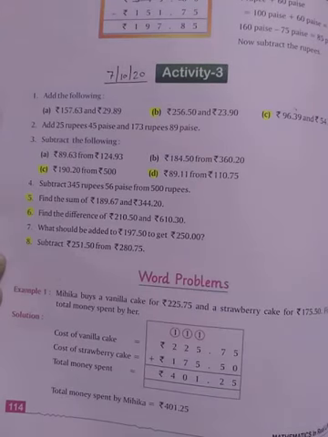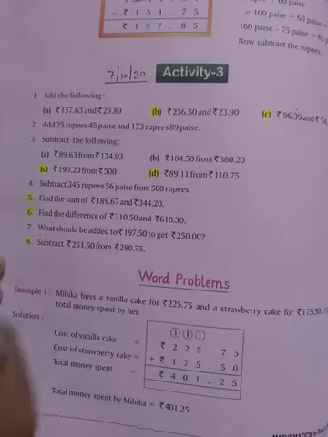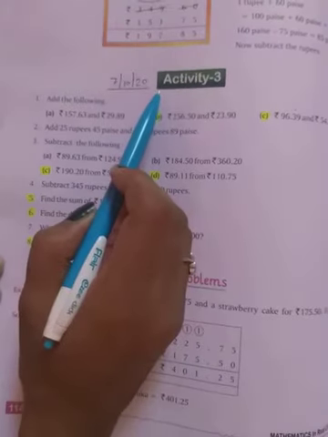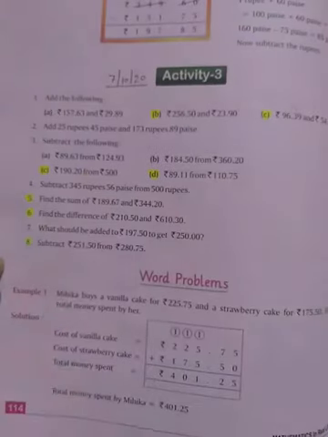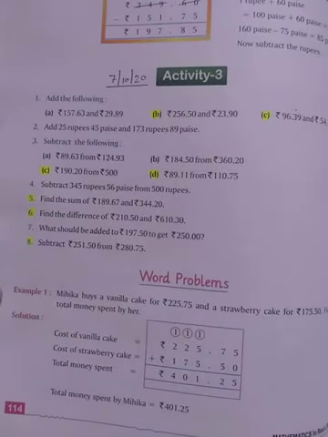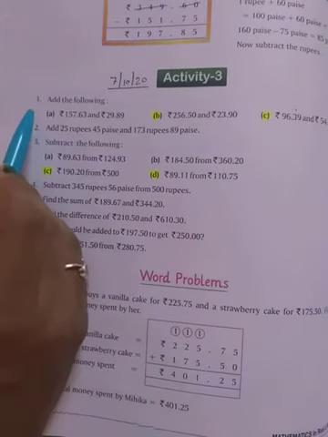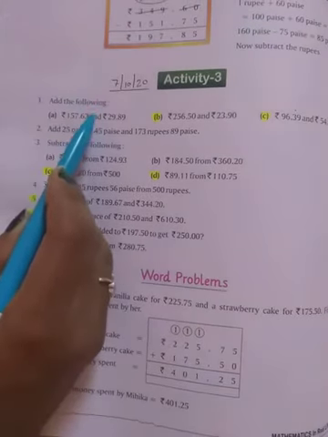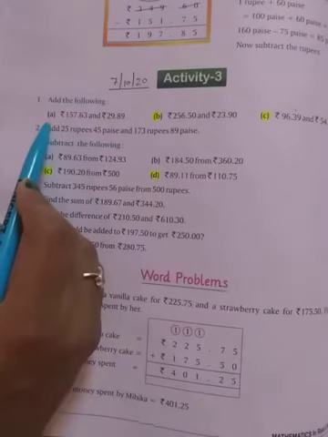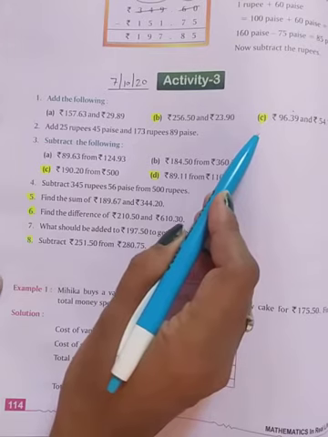We are doing chapter 11, Money. Today we will start activity 3. Mention today's date. We are doing our work on page number 114. Question number 1, add the following. A is our classwork, and B, C is our homework.